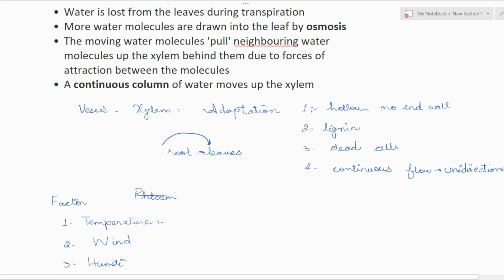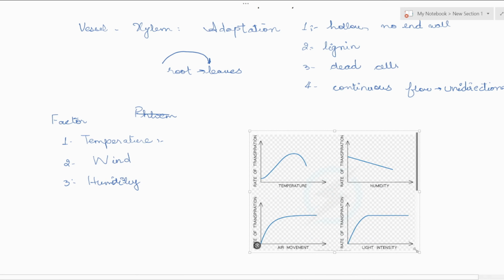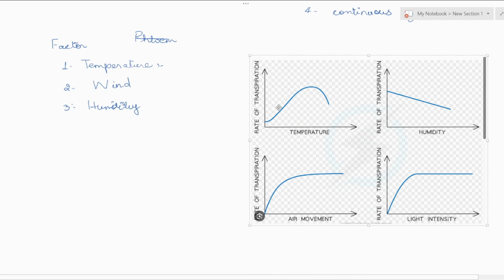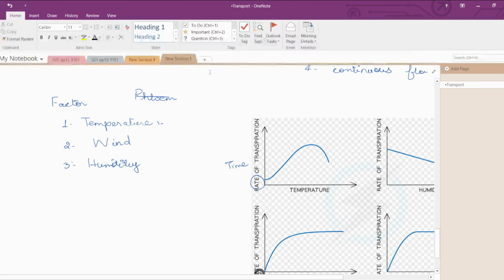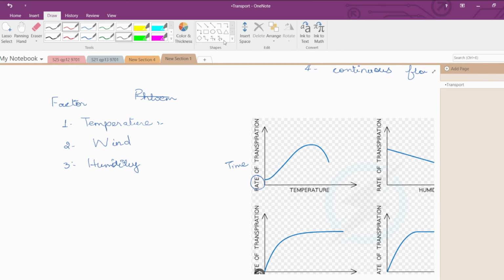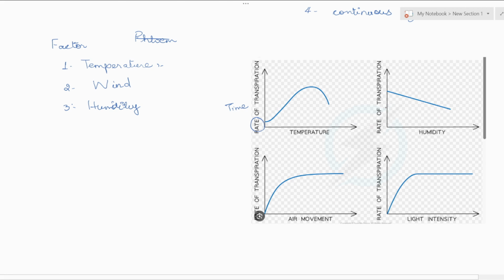Why? Outside. Good. You need to learn their graphs. Those are really important because these come in the options in multiple choice questions. So we need to learn these graphs. If time is given instead of the rate of transpiration, then this would be opposite. We have done the same question yesterday: if instead of rate, time is given, then the graph would be the exact opposite.